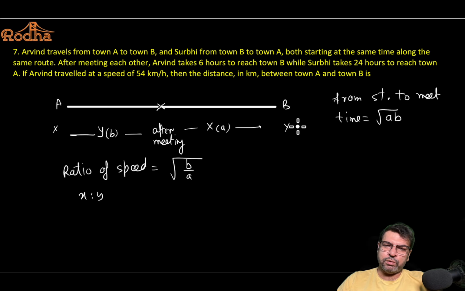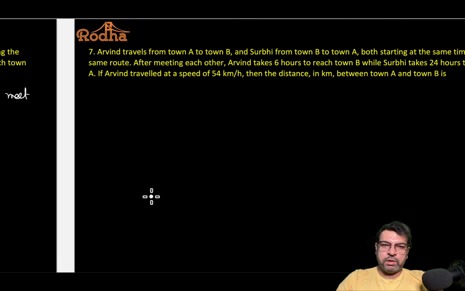Aap chaho formula yaad kar lo, accha rahega, because kaafi baar use ho jaata hai, theek hai? So I repeat the concept: X and Y started from A and B. After meeting, X takes A hours to reach B and Y takes B hours to reach A. In that case, the ratio of the speeds of X and Y is under root of B by A, and the time taken to meet from starting is root of AB. If you know this, this question is very easy now, correct?